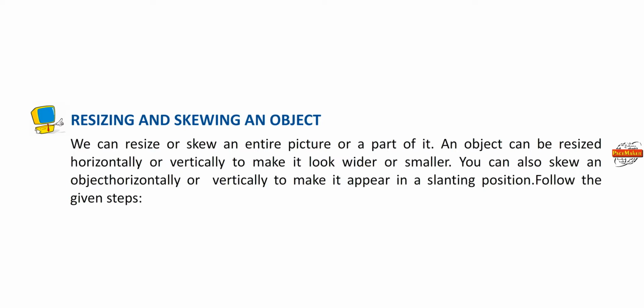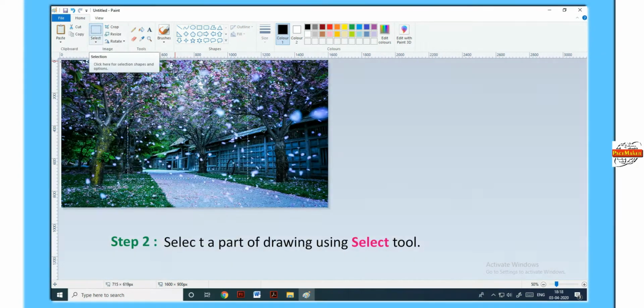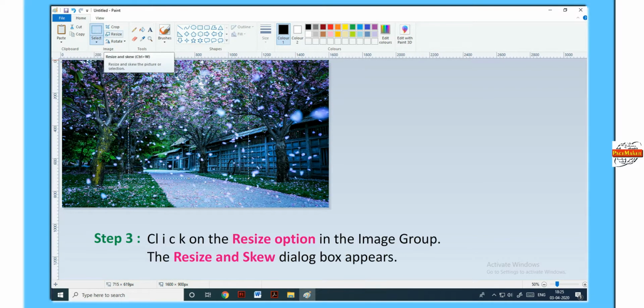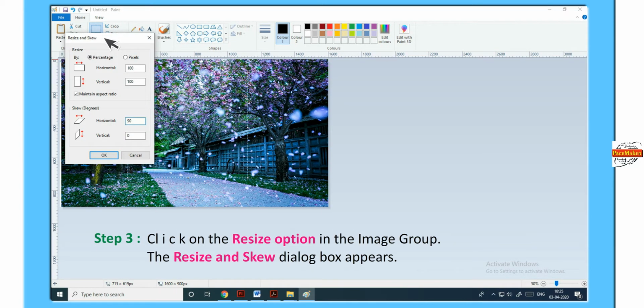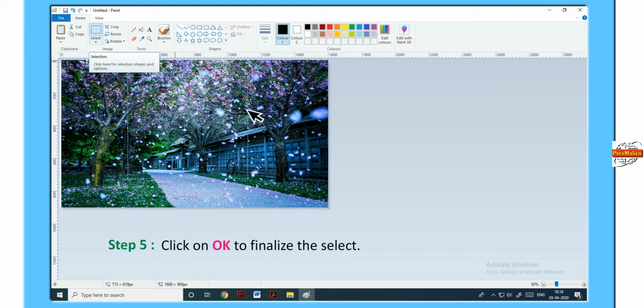Follow the given steps. First, open the drawing in the drawing area. In Step 2, select a part of the drawing using the Select tool. In Step 3, click on the Resize option in the Image group. The Resize and Skew dialog box appears. In Step 4, choose the suitable option to make changes. Step 5, click on OK to finalize the selection.